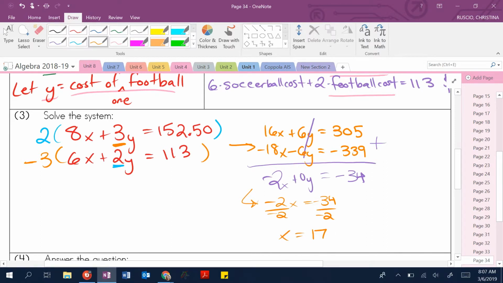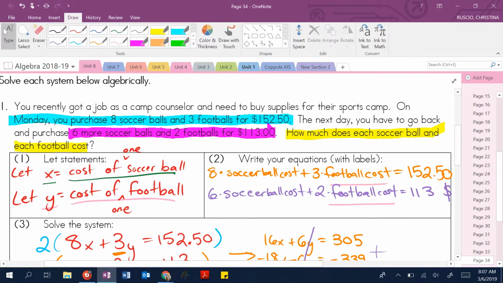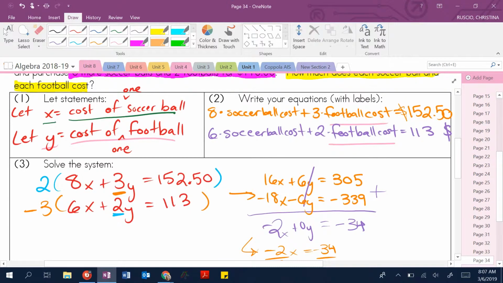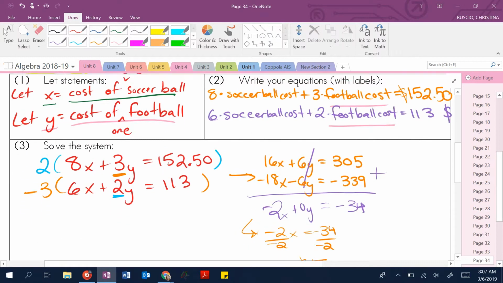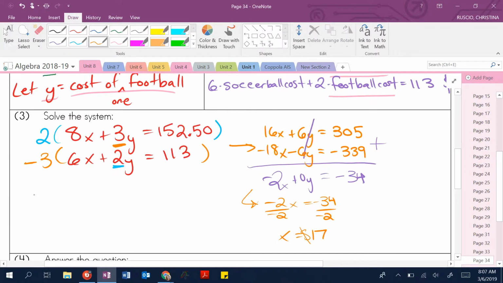Now remember, we have to keep our units on this. Our units are in dollars. So the cost is going to be $17. Now that we have x, we can substitute for y. So let's plug into one of the equations. We have 8x plus 3y equals 152.5.